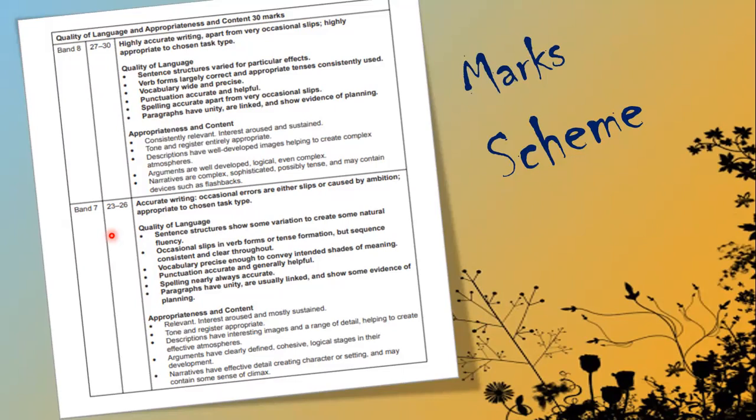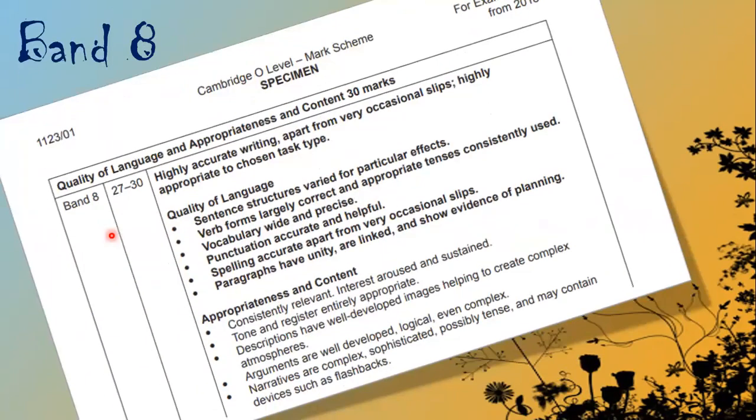As we all know, Cambridge has a concept of bands. For this part of the paper, there are 8 bands allotted, and accordingly the marks are divided. I'm showing you only these 2 bands. The rest you can see. This is the top band where the students will get marks 27 to 30. There is no official cutting. But what is that script where the student will get top marks? It is the script where highly accurate writing is shown by the writer, apart from the occasional slips.